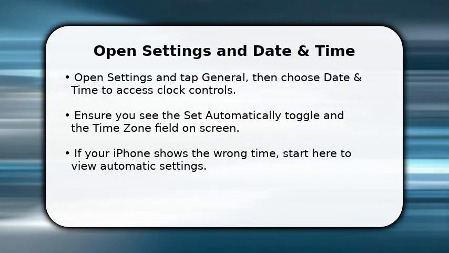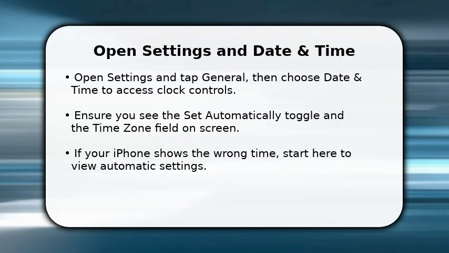Open Settings and tap General, then choose Date and Time to access clock controls. This screen shows the set automatically toggle and the time zone field. If your iPhone shows the wrong time, start here to view automatic settings. Look at the top to confirm your iOS recognizes network time information.